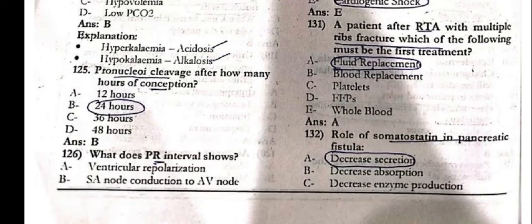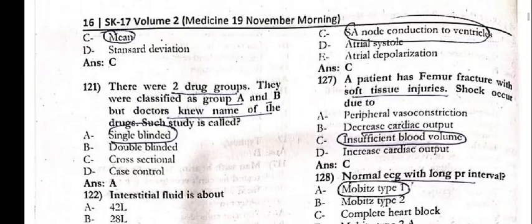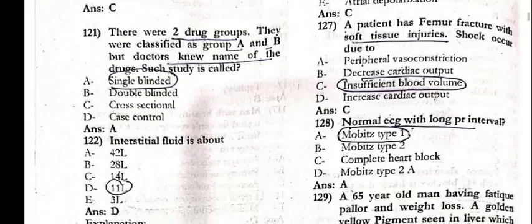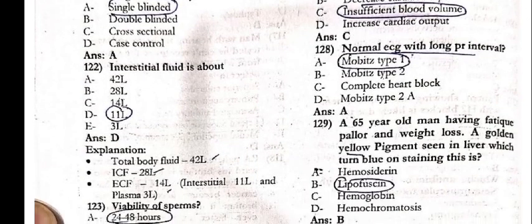24 hours. What does the PR interval show? The PR interval basically shows SA node conduction to the ventricles. 1 to 7, the patient has a femur fracture with soft tissue injury. The shock occurred due to insufficient blood volume. 1 to 8, the normal ECG with a long PR interval.